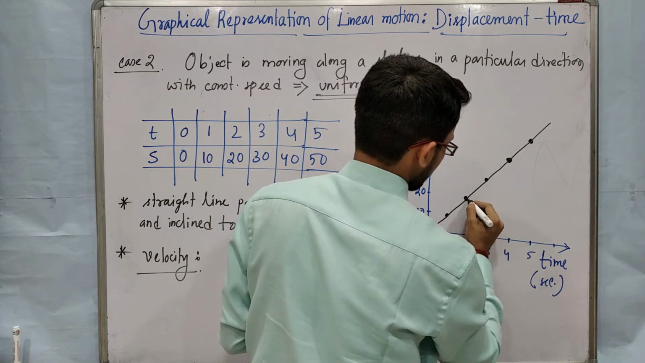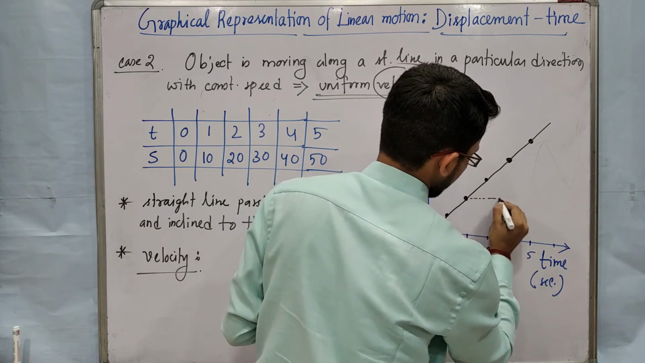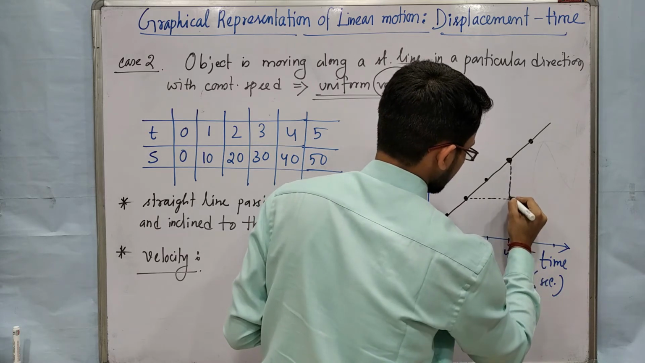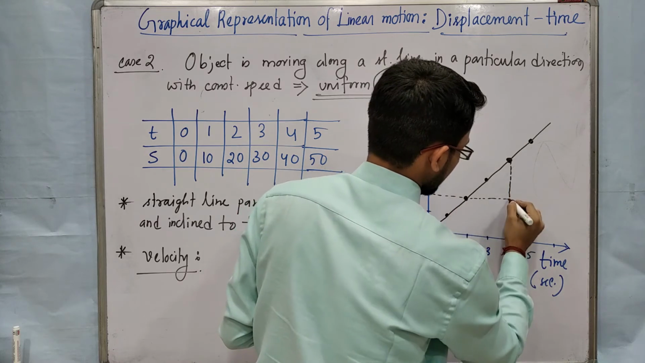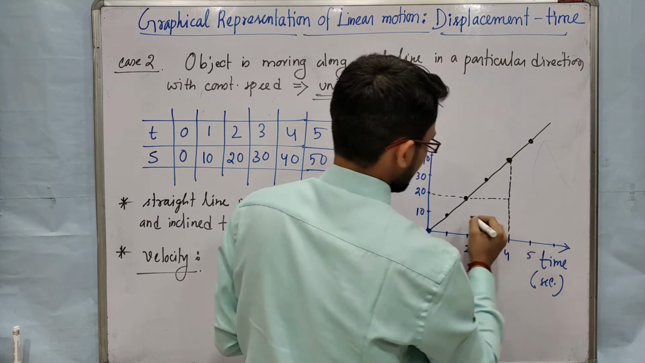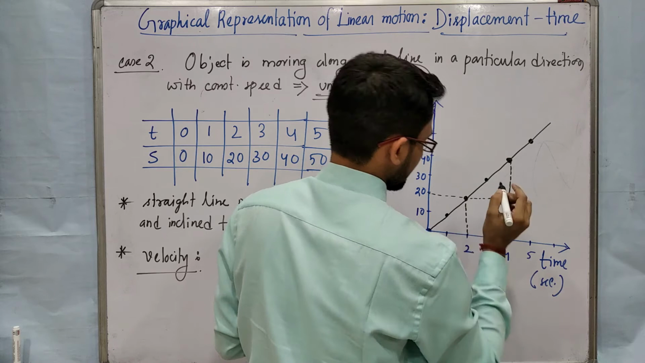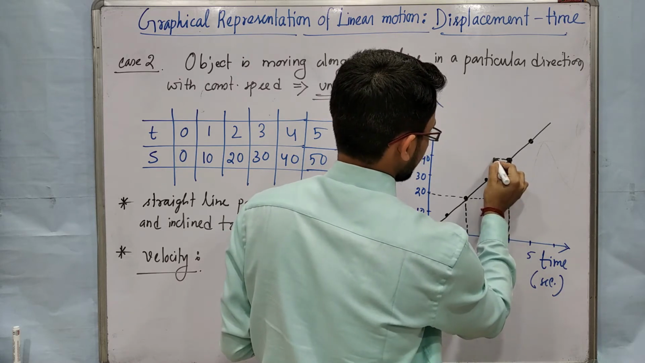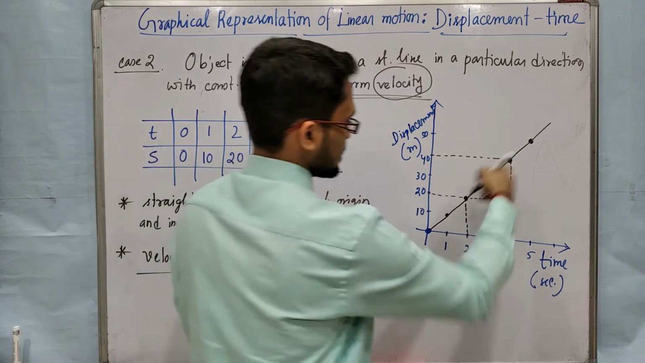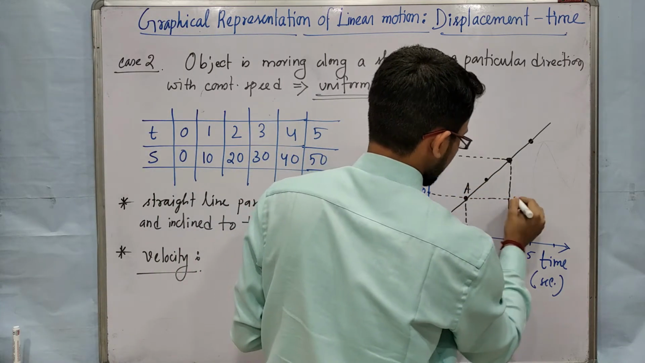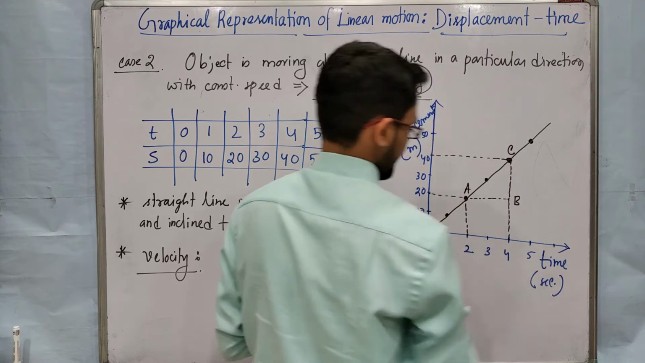Then what will you do? Draw a triangle, like this. Draw a perpendicular on this line, and from this point also draw a perpendicular here. From this point draw a perpendicular. Now I am giving a name to this triangle. Suppose this is A, B, C.